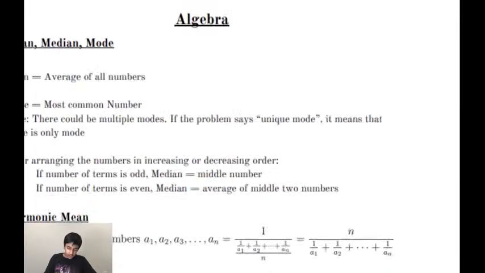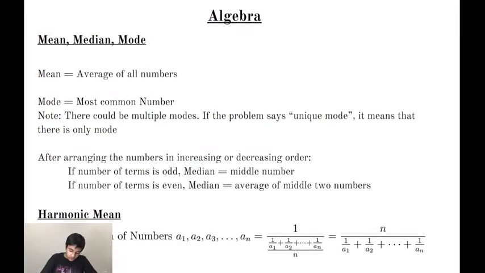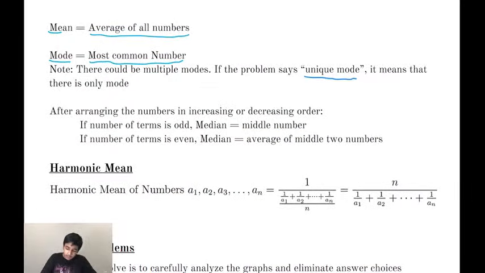Okay, so now let's take a look at algebra. So mean, median, mode. Mean is the average of all the numbers. Mode is the most common number. And know that there could be multiple modes, but if the problem says unique mode, it means that there's only one mode. After arranging all the numbers in increasing or decreasing order, if the number of terms is odd, the median is just the middle number. If the number of terms is even, the median is the average of the 2 middle numbers. And I've only seen harmonic mean come up on one AMC problem, but you can memorize it if you want. It's not that important, so I'm not going to go over it right now.